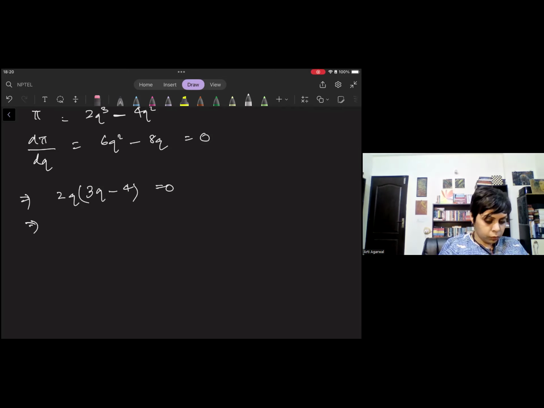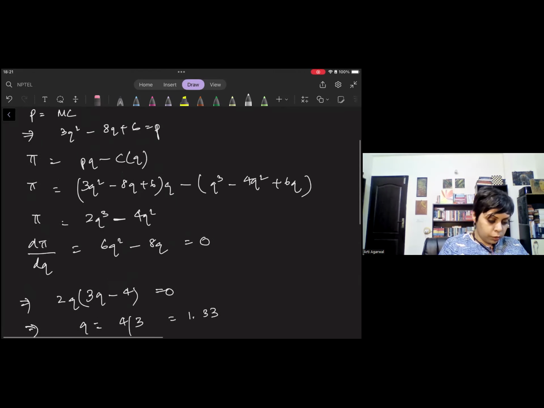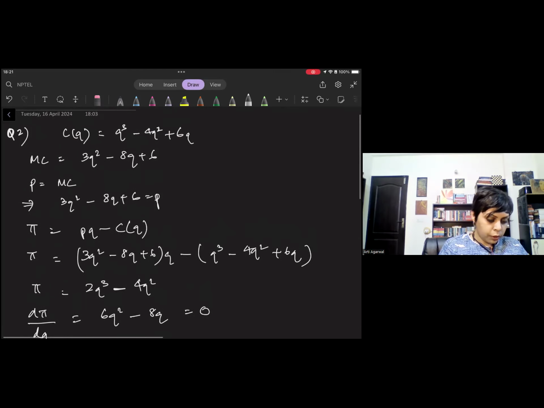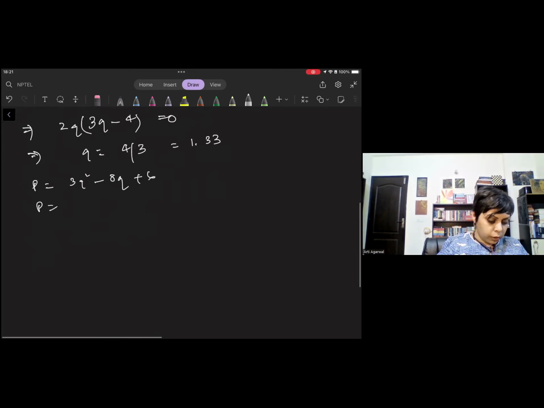Okay, so q is equal to 4 by 3, so it is 1.33 something. So p is equal to 3q square minus 8q plus 6. So, I mean, you can calculate the price from here now.